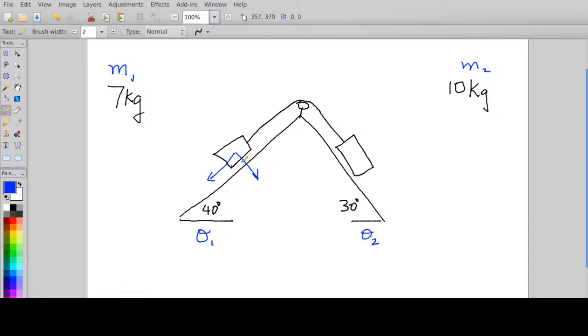And to calculate the perpendicular component, that's the cosine. So the formula for this one is M1, because it's this mass right here. M1 times g times the cosine, and there are two thetas, so it's theta 1. It's this angle right here.